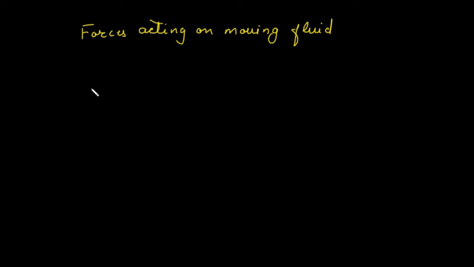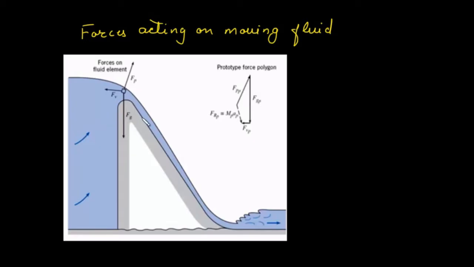Hello friends, today we are here to discuss more about dynamic similarity, and before getting into dynamic similarity, we are going to discuss the various forces acting on a fluid element and some dimensionless numbers. So let us say, for example, here we can see a flow which is taking place over a spillway. This is an Ogee spillway, and a flow is taking place over the spillway.